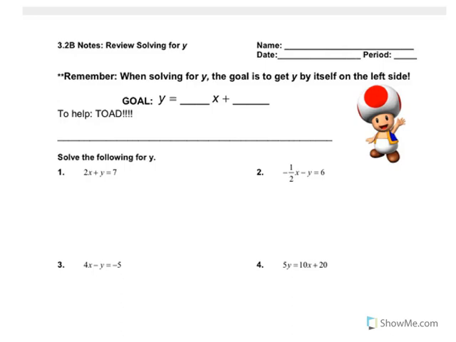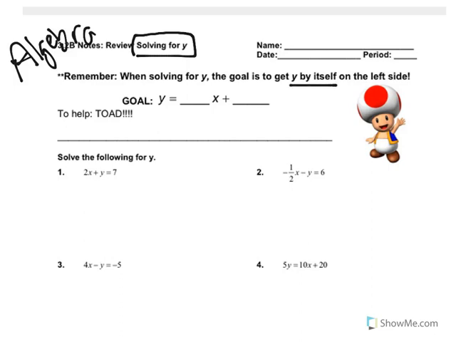This is lesson 3.2b for algebra, and it's on solving an equation for y. Now, it says, remember when solving for y, the goal is to get y by itself on the left side of the equation. So our goal is for our equation to look like this: y equals mx plus b.